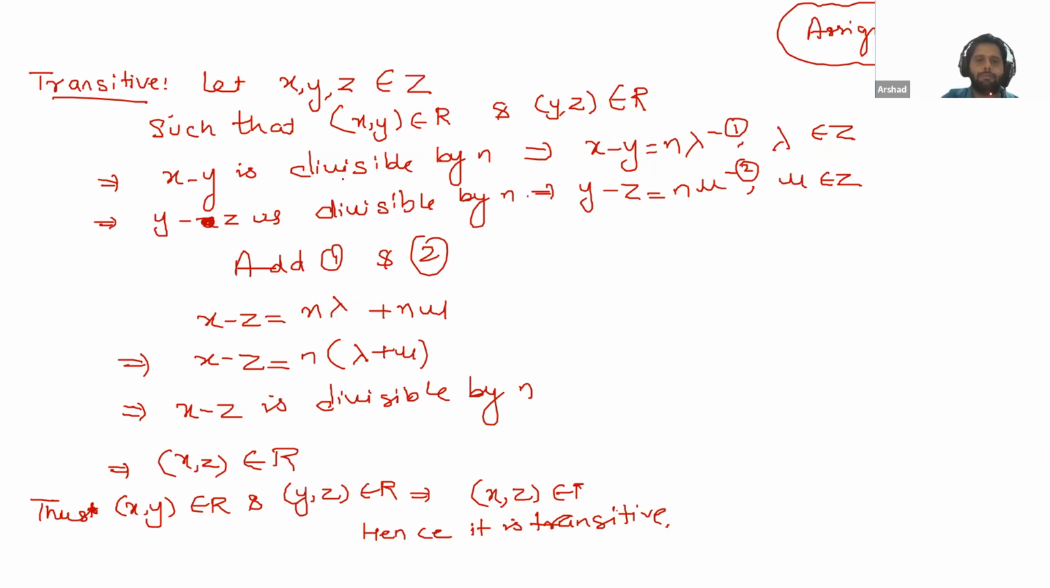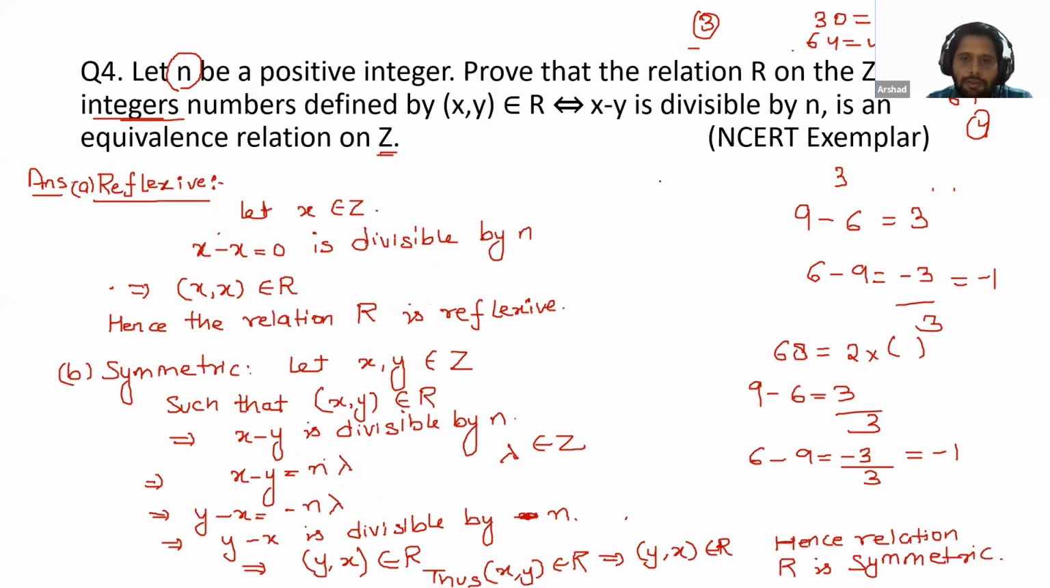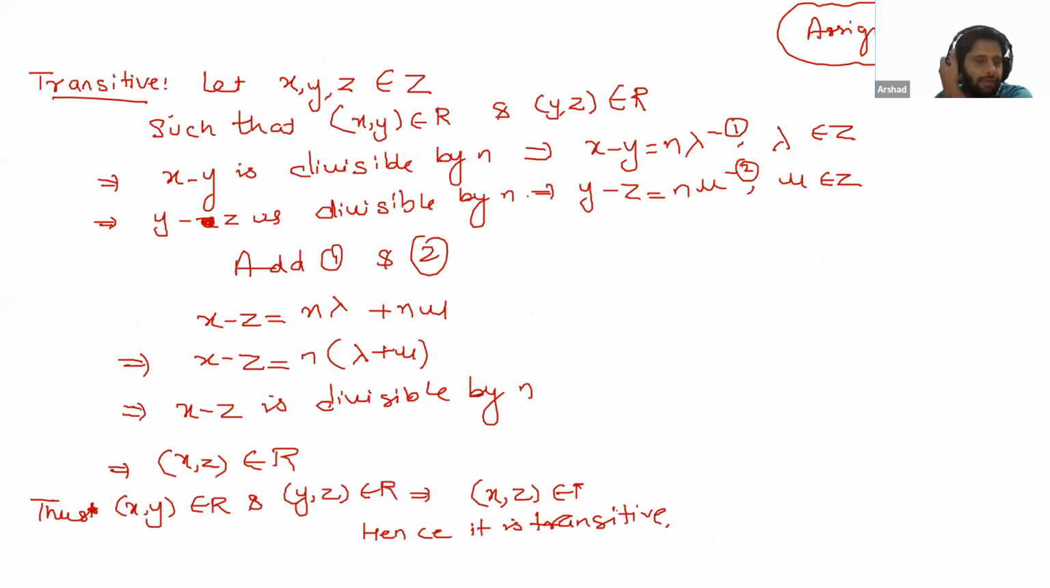Umair, please check this logic. Abdul, please check this question, so that I can explain to both of you. We need to prove that this is transitive: x minus y is divisible by n. In transitive, we assume three values x, y, and z, which belong to the integers Z. We say that (x, y) belongs to the relation R and (y, z) belongs to the relation R.